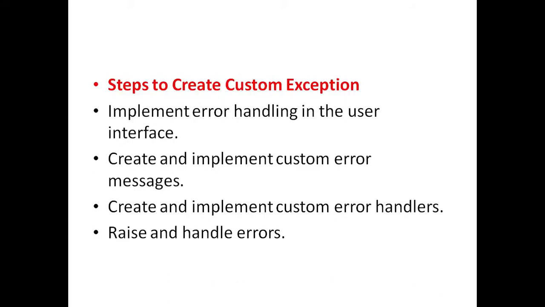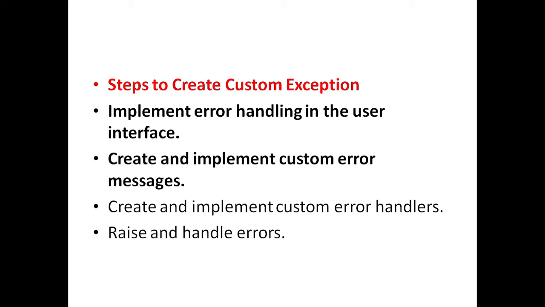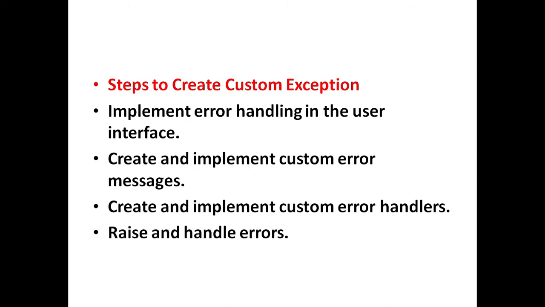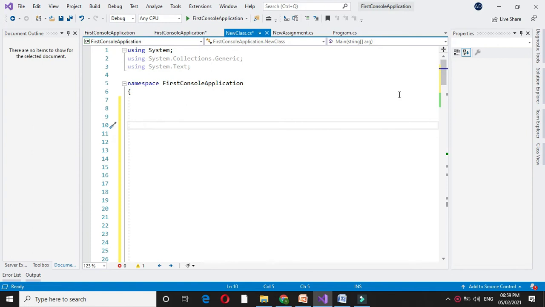To create a custom exception, the following steps must be followed. Implement error handling in the user interface. Then create and implement custom error messages. Create and implement custom error handlers. And then raise and handle the errors. Here we will write a program to explain how a custom exception is defined and used. So in the command line we will write it.